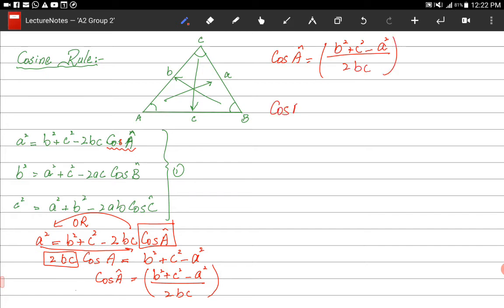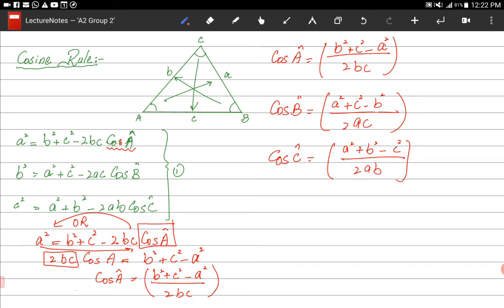Similarly, if I am looking for vertex B, so cos B is going to be a square plus c square minus b square divided by 2 times ac. And similarly, cos of C is going to be a square plus b square minus c square divided by 2 times a into b. So these are the formulas we can use.